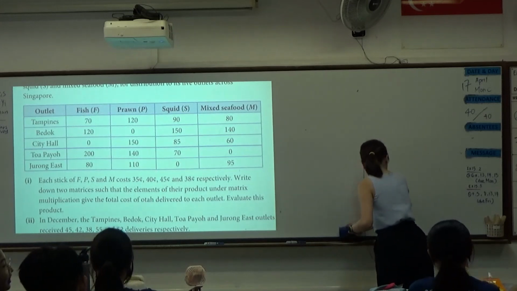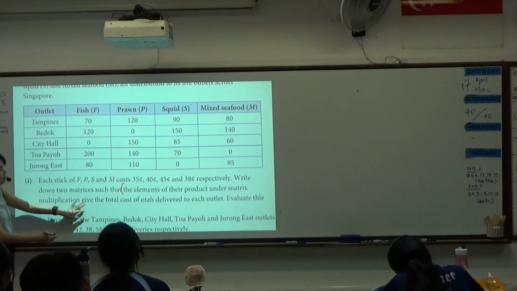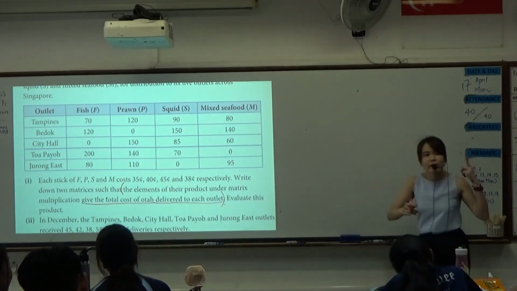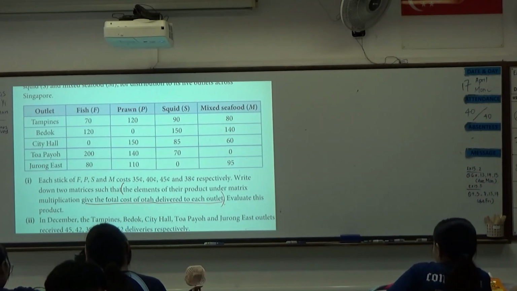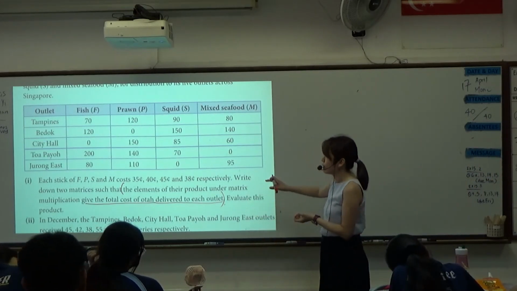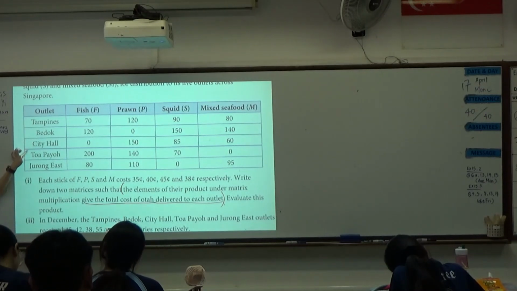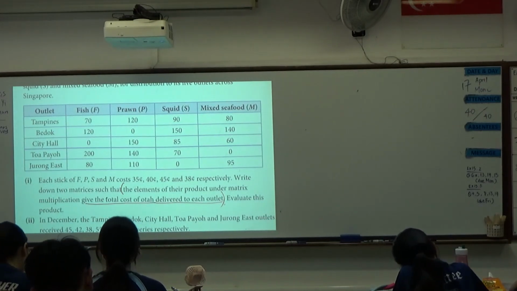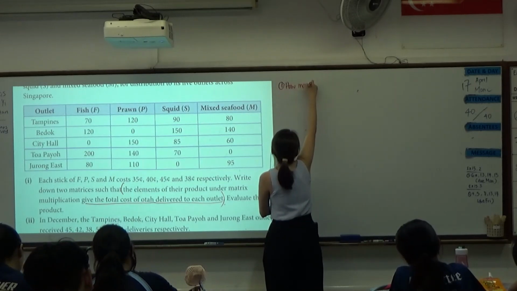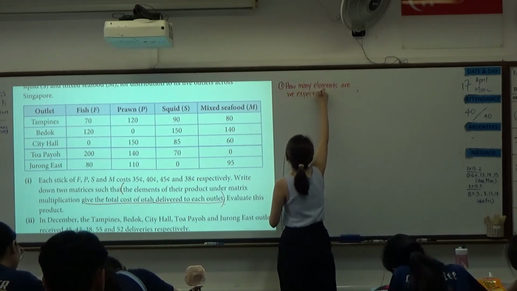So the objective of the question is such that you want the elements to give the total cost of otah delivered to each outlet. So the first question that you should ask yourself is, how many elements are we expecting? How many numbers or how many answers do we want to have at the end when you complete this question? Because we're looking for the total cost of otah delivered to each outlet, there are 5 outlets in total. That means we are expecting 5 elements. So thinking about question number 1, how many elements are we expecting in our answer?